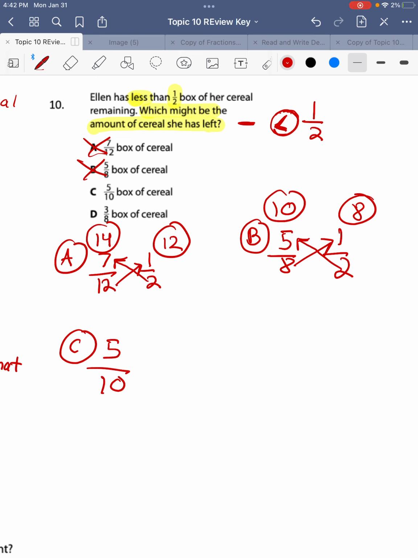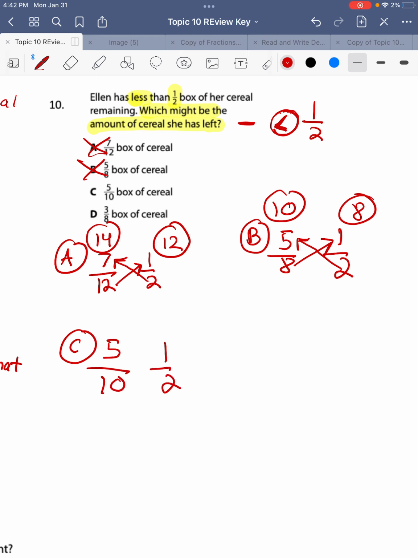I'm going to do C now. 5 over 10, compare it to 1/2. 10 times 1 is 10. 2 times 5 is 10. Well, these numbers are the same. They are equal. I am not looking for equal. I am looking for less than 1/2. C is not my answer.